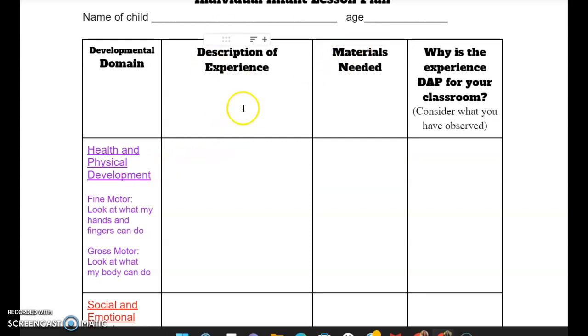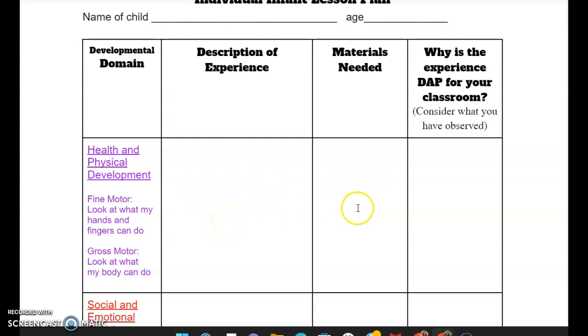So, in the area of health and physical, create an opportunity or an experience that you can have your infant work on. It can be something that has to do with fine motor. Again, fine motor has to do with those hands and grasping and manipulating things, or it could be something about gross motor. Some of your kids might be rolling over, some might be crawling or just pulling themselves up. Think about an opportunity that you can offer kids to practice either the fine motor or the gross motor experience. What is that experience going to be like?